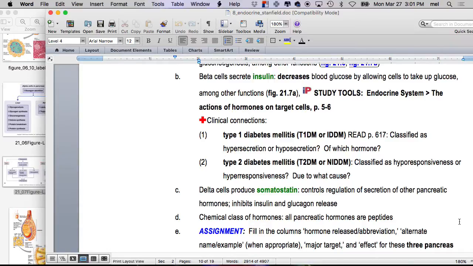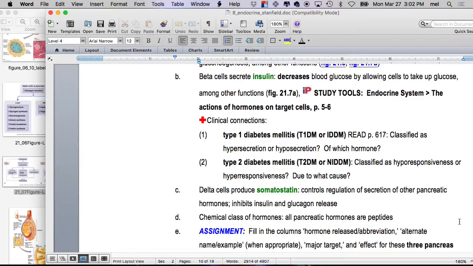So you're going to pee a lot. It's going to have sugar in it, and you'll figure out why in just a second. It's because something in this system is broken, okay? So I have type 1 diabetes mellitus and type 2 diabetes mellitus. Type 1 diabetes mellitus, let's talk about that one first. It's also called IDDM or T1DM. IDDM is insulin-dependent diabetes mellitus.